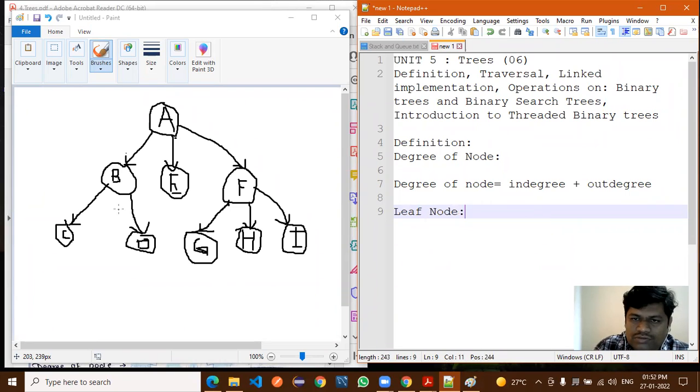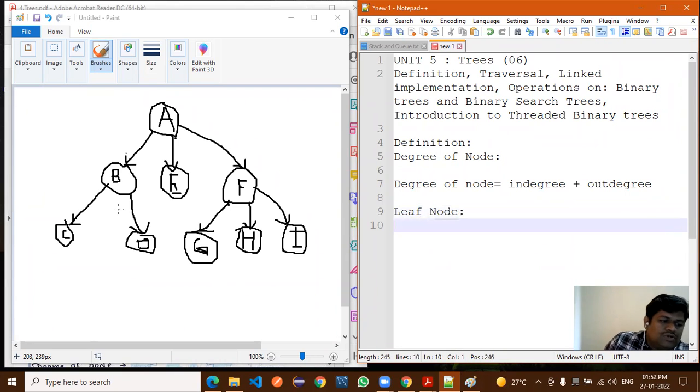Leaf node. Or you can dictate it in your notebook. Now a leaf node is any node whose out degree is 0. To whom are we calling a leaf node? Whose out degree is 0. So such a node is called a leaf node.